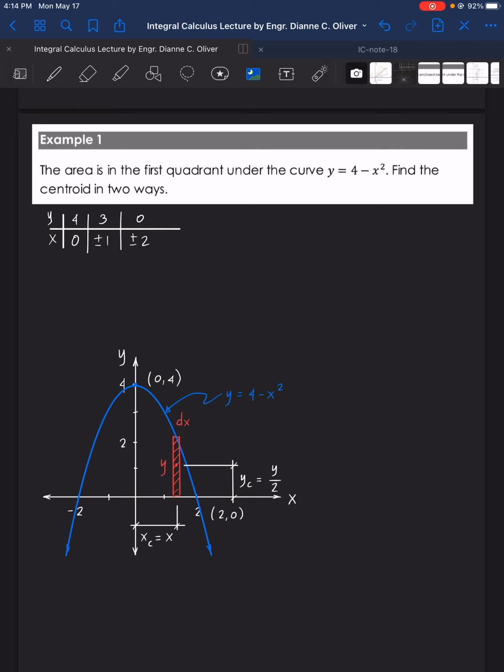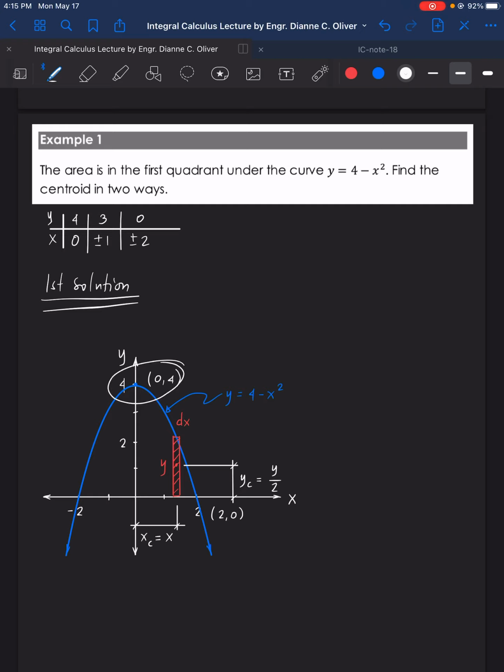Okay, so we have this sketch here, and here is the first solution. It says there, solve in 2 ways. So here it is. This is 0, 4. This is positive 2, 0. Then this is negative 2, 0.